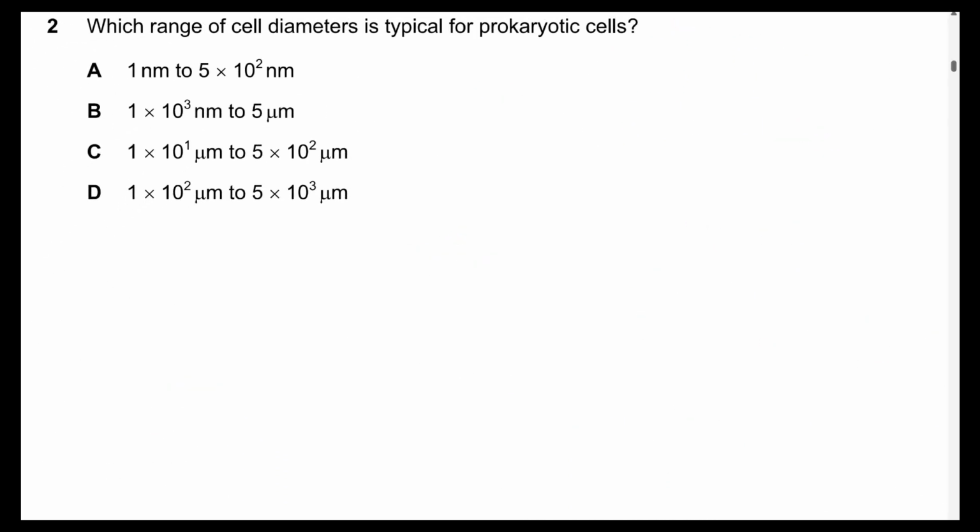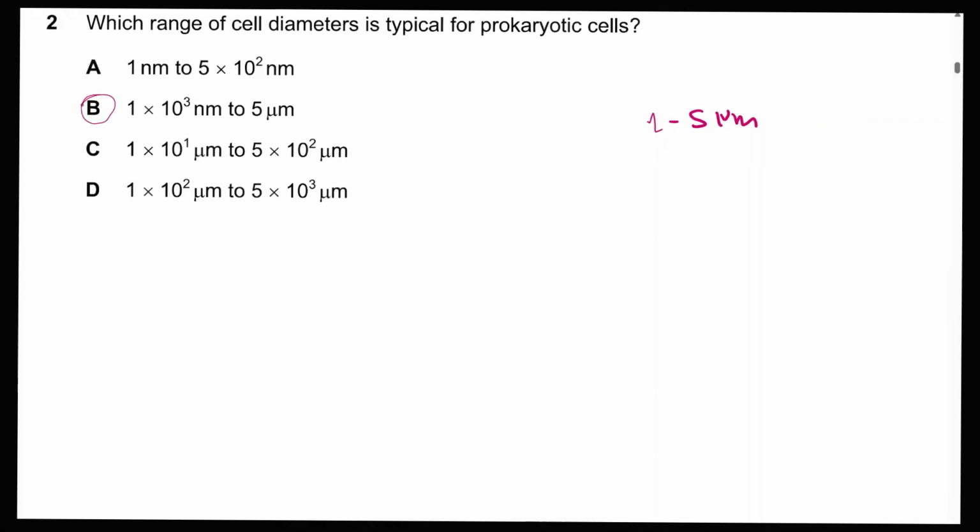Question number 2, which range of cell diameters is typical for prokaryotic cells? So you should know this from your textbook. Prokaryotic cells range from 1 to 5 micrometers. Now the closest answer is going to be B.